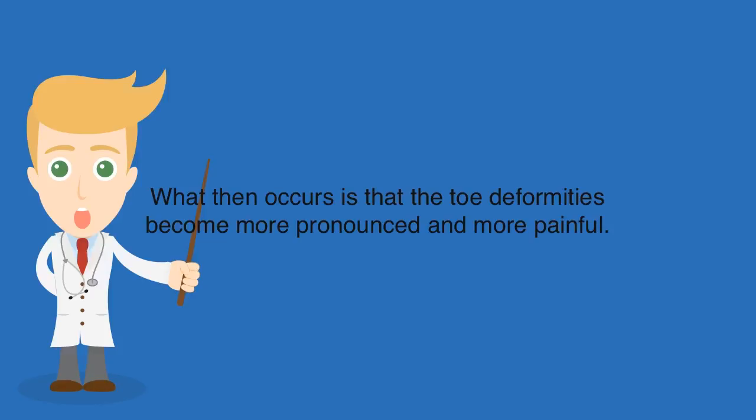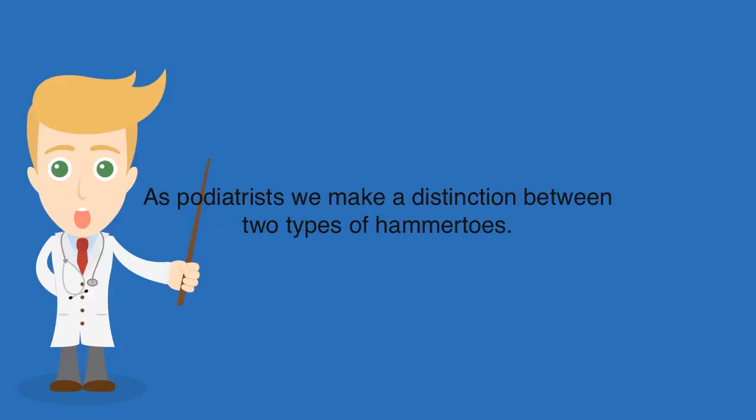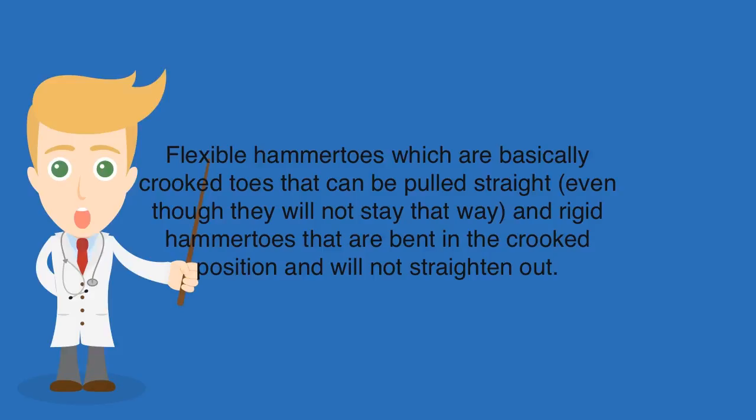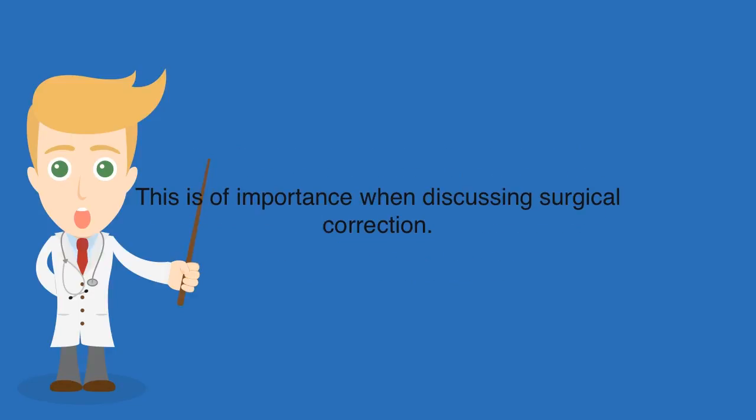What then occurs is that the toe deformities become more pronounced and more painful. As podiatrists, we make a distinction between two types of hammertoes. Flexible hammertoes, which are basically crooked toes that can be pulled straight, even though they will not stay that way, and rigid hammertoes that are bent in the crooked position and will not straighten out. This is of importance when discussing surgical correction.